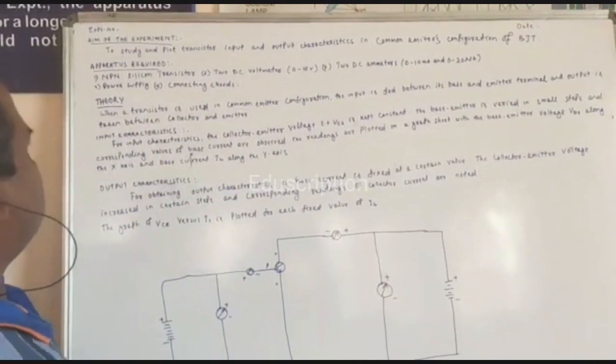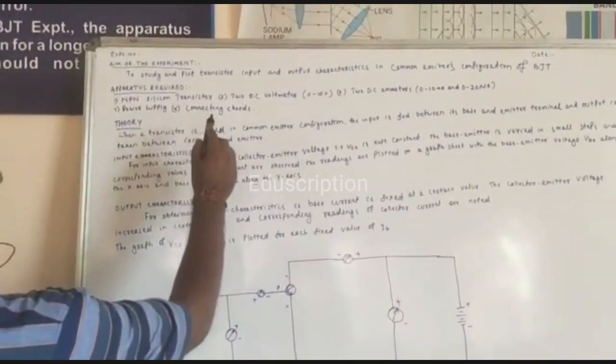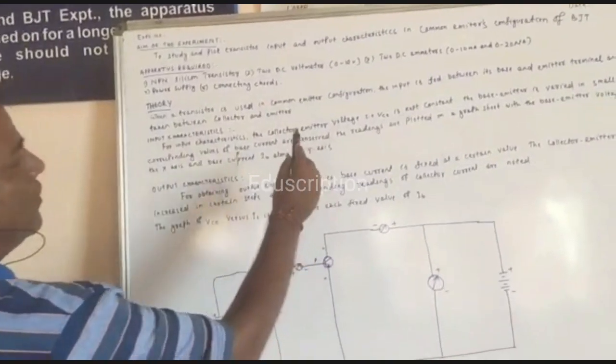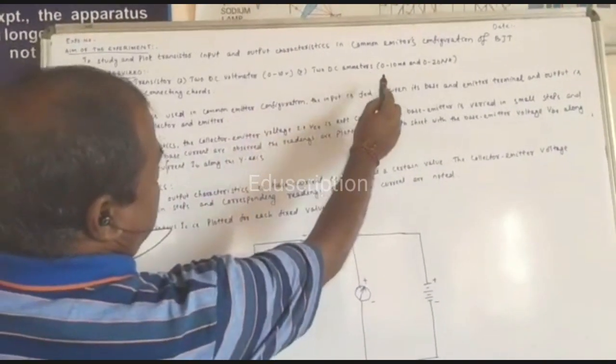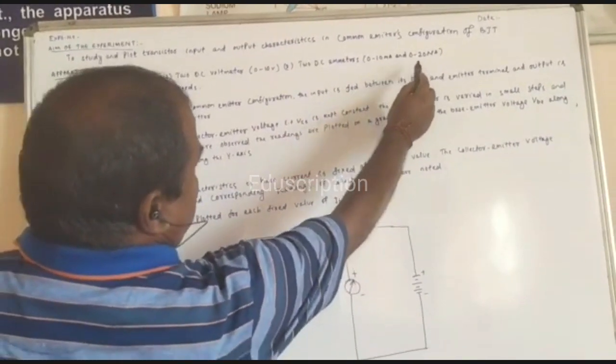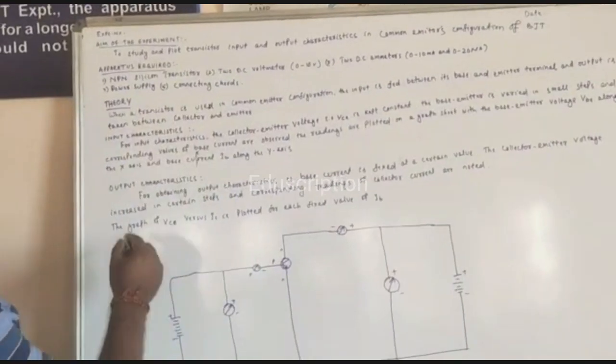configuration of BJT. Apparatus required: NPN silicon transistor, 2 DC voltmeters 0 to 10 volt, and 2 DC ammeters, that is 0 to 10 milliampere and 0 to 20 microampere. Then power supply and connecting cords.